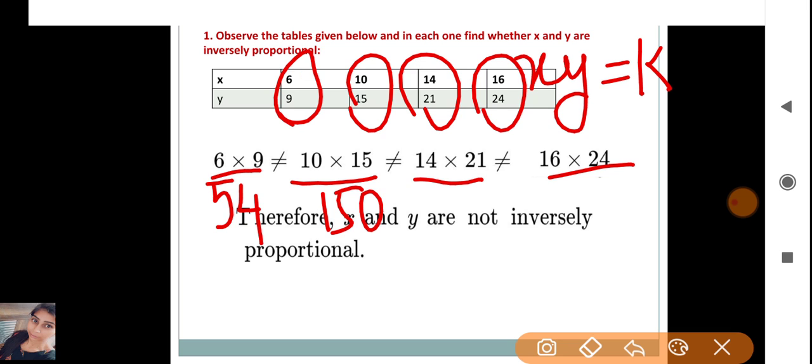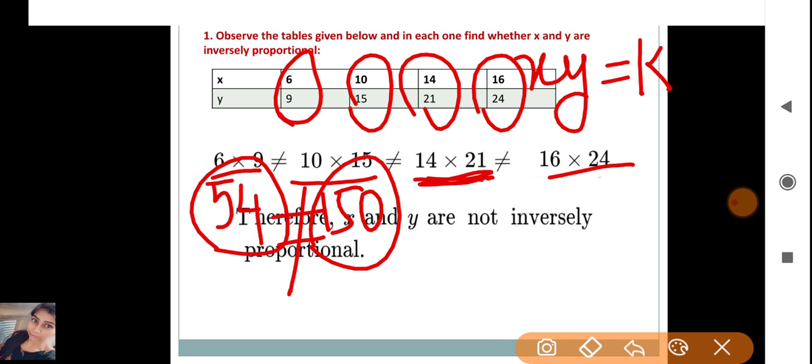This is something else. We are not multiplying. Now just consider the first two only. They are not equal. You can multiply these two and check also. This is also not equal to 150. Obviously, we can see that the values keep on increasing.